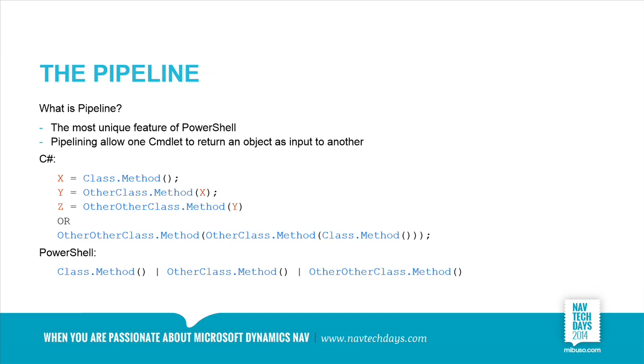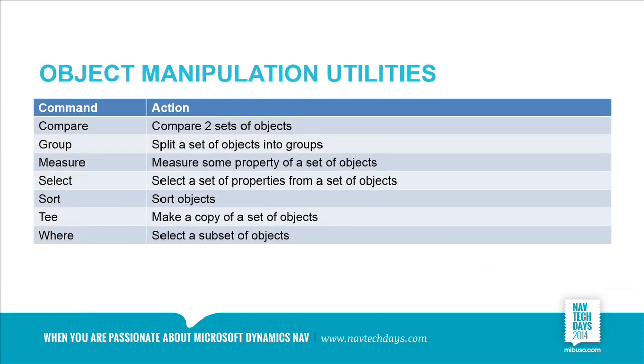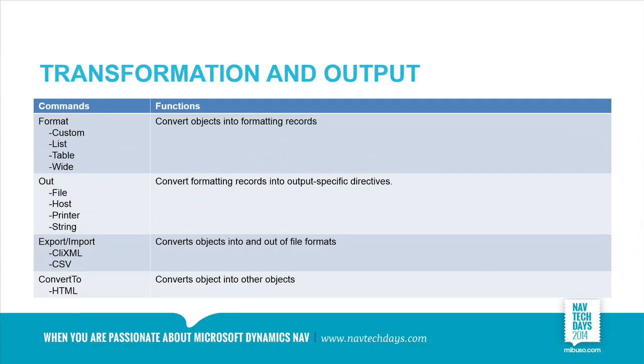So how we can use that, pretty cool, but before we do that, we have to know some other stuff as well. Okay, we have a pipeline now. What are some interesting manipulation utilities? We can compare stuff, we can group stuff, we can measure stuff and all that. But also we can format and transform the output.